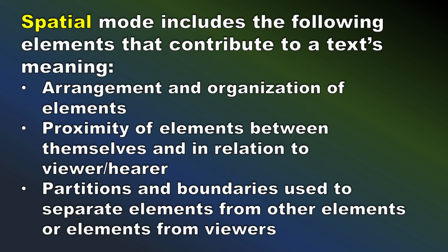The spatial mode. Okay, the spatial mode includes elements such as the arrangement and the organization of elements on a screen or on a page, the proximity of the elements between themselves and in relation to the viewer and the hearer, and then sometimes with partitions and boundaries that are used to separate elements from other elements, or subjects from viewers, like people standing on a balcony looking down. The balcony separates the subject from the viewer, and then also the subject is placed higher than the viewer, so we have this kind of power dynamic going on. We're below them, they're above us, we're looking up to them, they're looking down at us. These spatial elements. How can we use spatial elements to help emphasize or reinforce the message that we're trying to create in our multimodal text is a question we want to be asking.